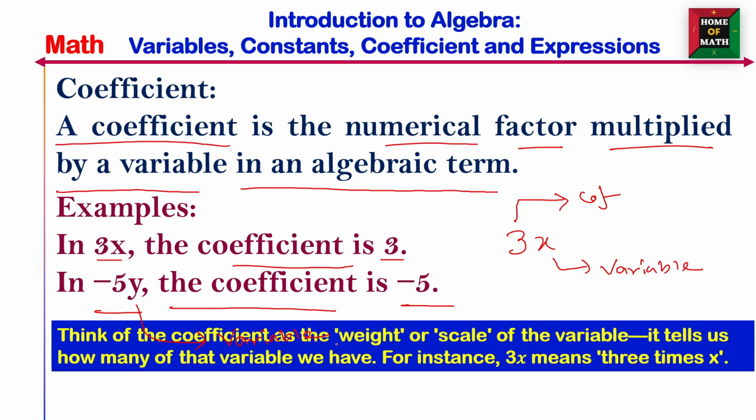Think of the coefficient as the weight or a scale of the variable. It tells us how many of the variable we have. For instance, 3x means 3 times x.